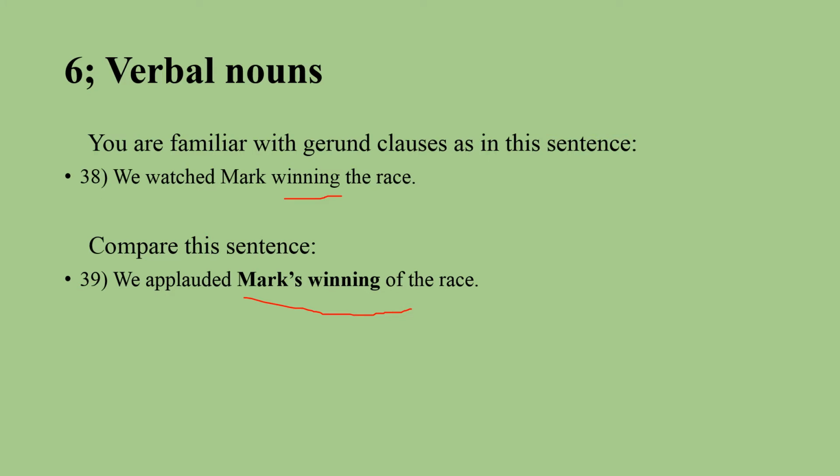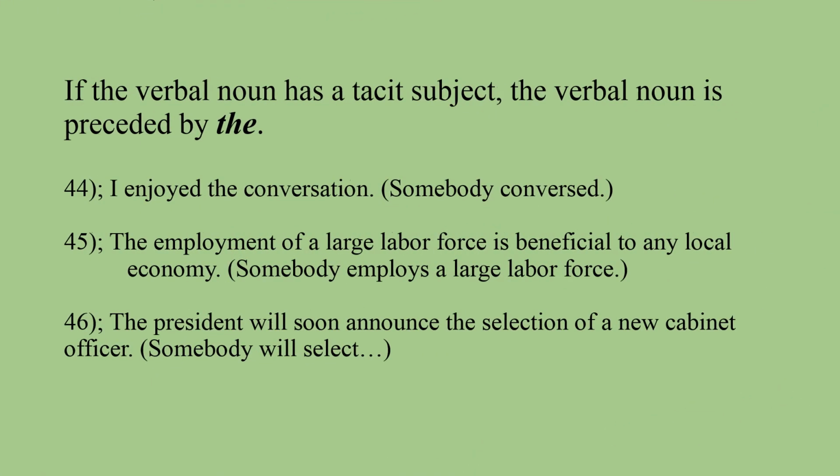The next group of sentences contains clauses in subject and object positions, and the clauses contain verbal nouns. As the examples show, when the verb requires a preposition before a following object, the verbal noun keeps the same preposition. If the verb is not followed by a preposition, the verbal noun inserts of. The other point is, if the verb has an overt subject, the subject becomes possessive before the verbal noun, as shown. If the verbal noun has a tacit subject, the verbal noun is preceded by the.